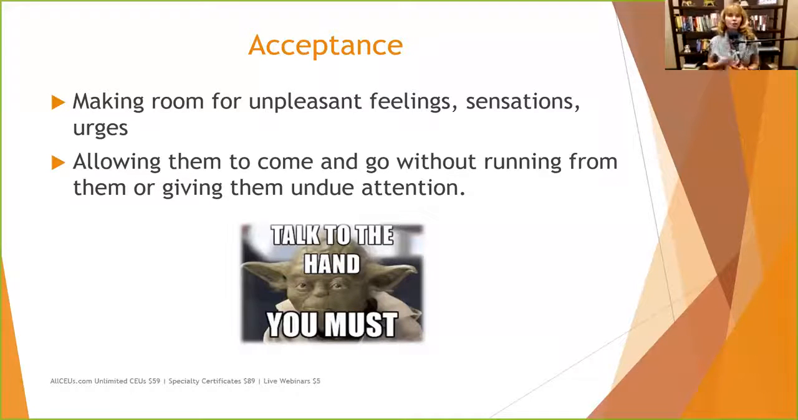Yoda is kind of what I use to help people remember that when they feel angry, it doesn't mean they have to act on it. It doesn't mean they have to get stuck or involved in it. They can just be like, nope, just go on about your business.